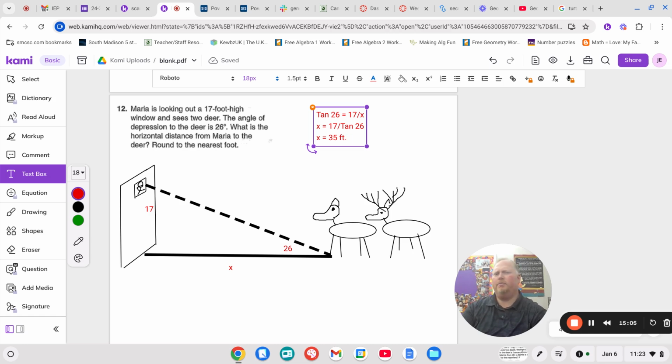So angle of elevation and depression isn't really all that different from what we did with just basic trig. It's just applying it to real world situations. Because I'm sure all of us have been in a situation where Maria is looking out a window and seeing two deer.